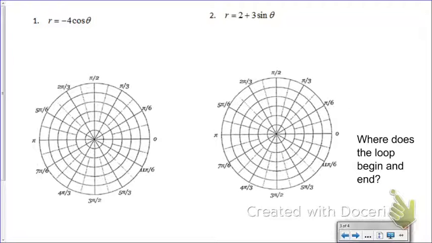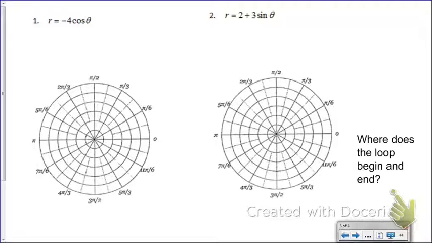Hi guys, so now that we've seen an introduction to what polar graphs look like and polar coordinates, we're going to look at how to draw polar graphs without a calculator. What we're going to do here is identify the type of graph that we have based on the equation, and then use what we know about exact values to plot some points on this graph to get a good picture for us.